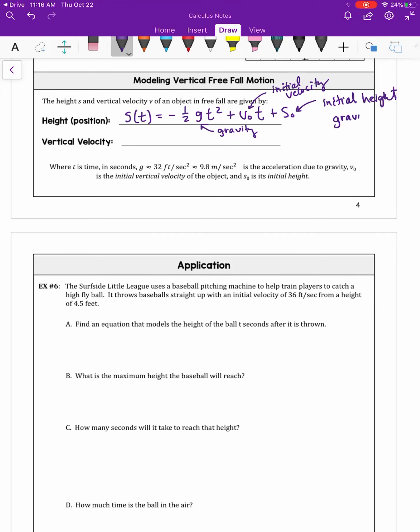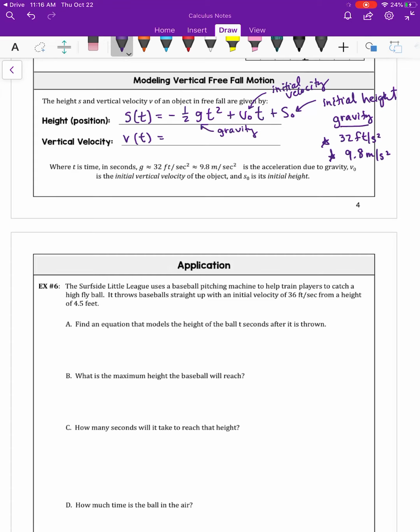Just to remind you that on Earth, gravity is either 32 feet per second squared or 9.8 meters per second squared. These are the two most used equations, because it's in feet or meters, okay? So you could change it into inches or whatever you wanted from there.